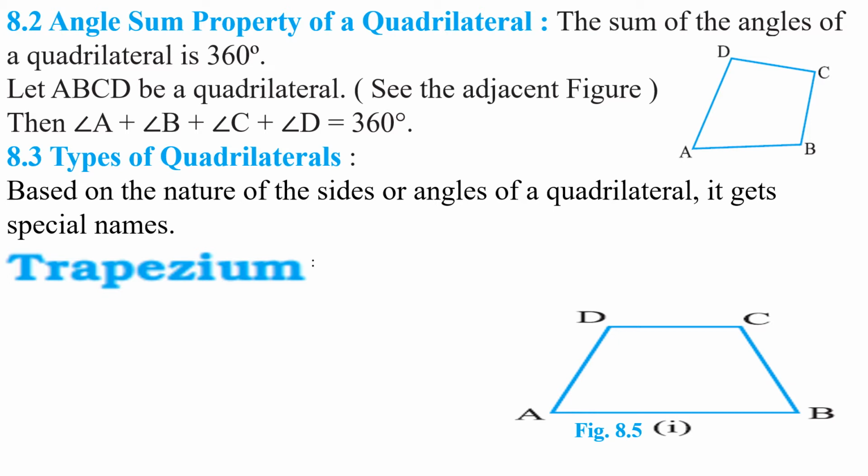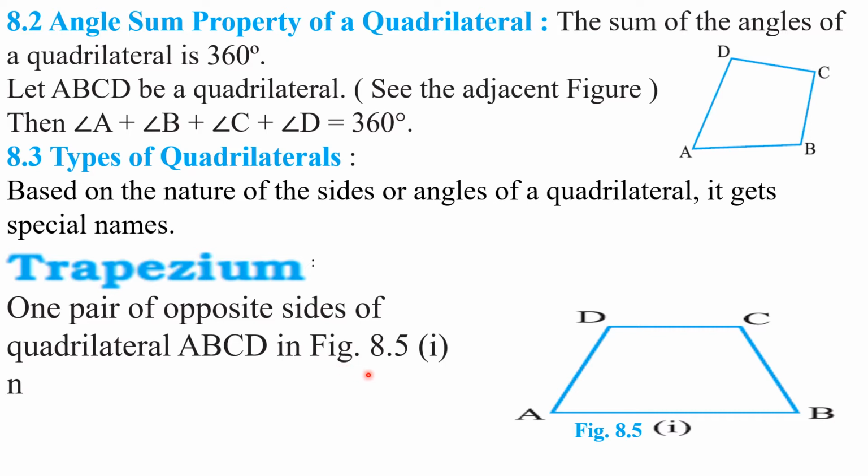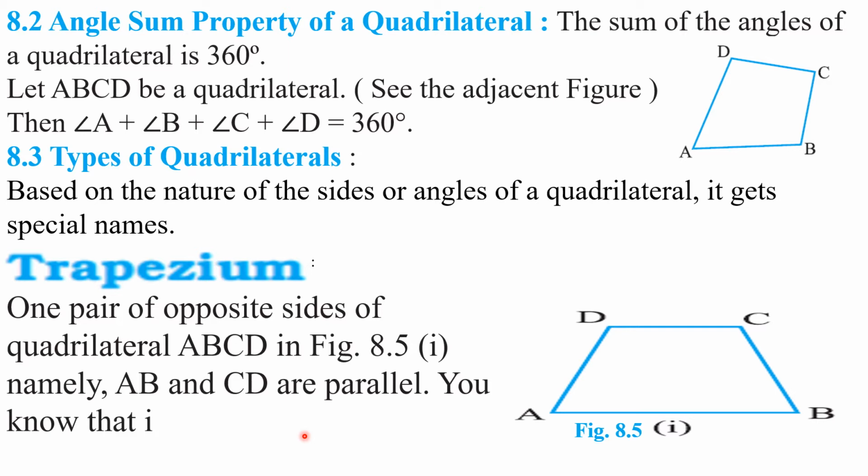Do you remember the definition of a trapezium, my children? See this definition. If one pair of opposite sides of a quadrilateral ABCD in figure 8.51, namely AB and CD, are parallel, you know that it is called a trapezium. So in any quadrilateral, if one pair of opposite sides are parallel, then the quadrilateral is called a trapezium.